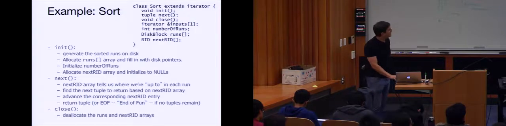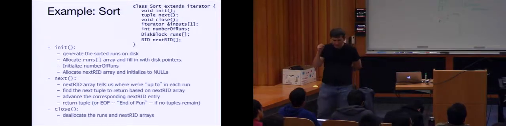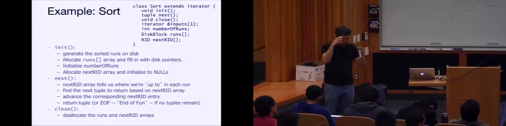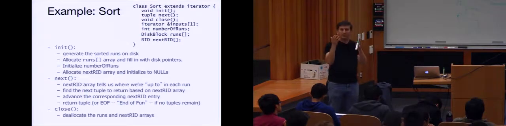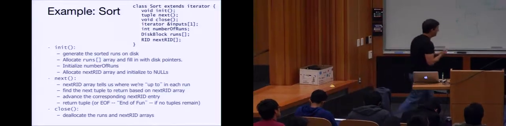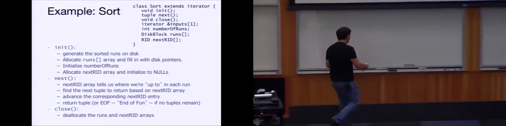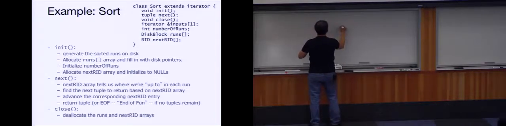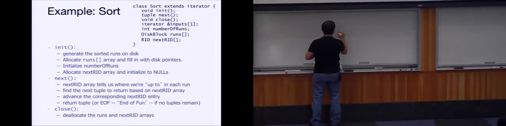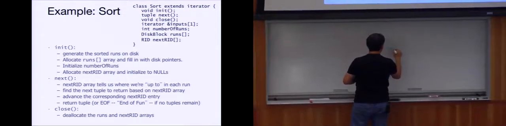All right. Note that the next call and the init call, these are all synchronous calls. The iterator above you invokes init, and it's blocked until the init comes back, right? In particular, and this is kind of important, think about it like this. We have two iterators. This guy says, next.